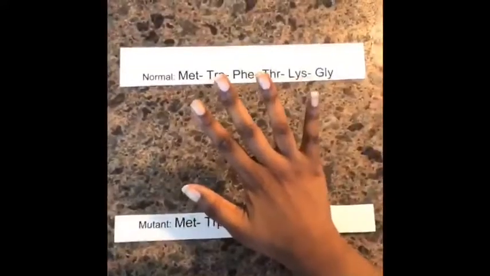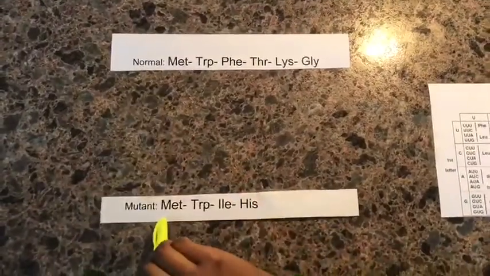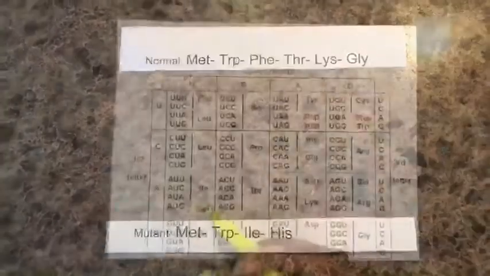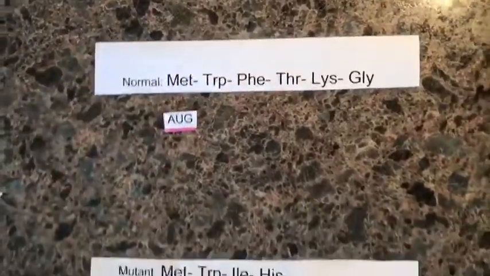Let's walk through an example together. In deletion, we will start with the normal and mutant sequences. We will then look to our Codon Dictionary and place the appropriate codon sequences underneath each amino acid sequence. For methionine, the codon associated with it is AUG. We will place our AUG here and our AUG here as well.